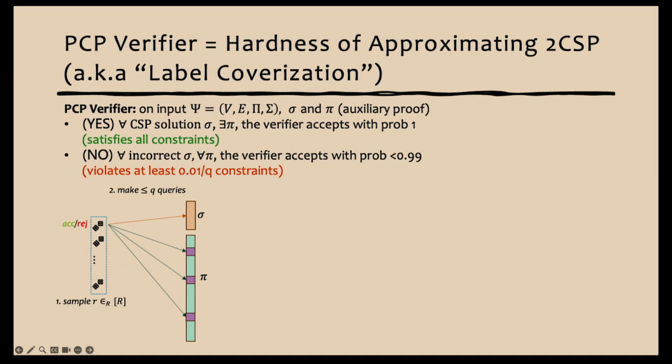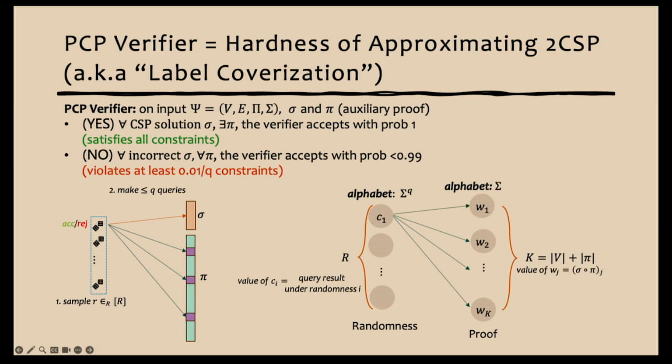The good thing is that constructing a PCP verifier is equivalent to establishing the hardness of approximating 2 CSPs. This procedure is also known as label coverization. For label coverization, we just construct a bipartite 2 CSP instance. On the left side, each variable stands for a randomness, and on the right side, each variable stands for a position in the proof.